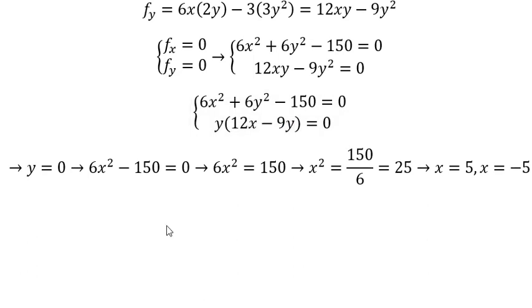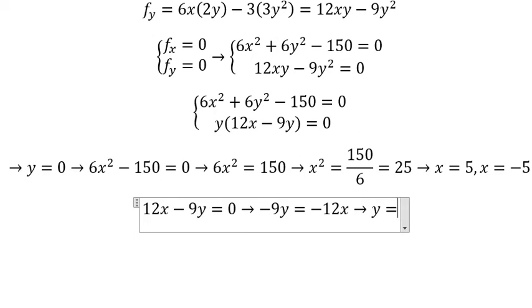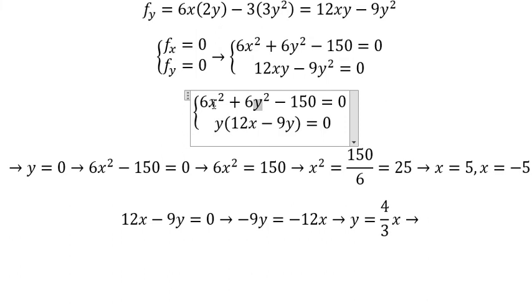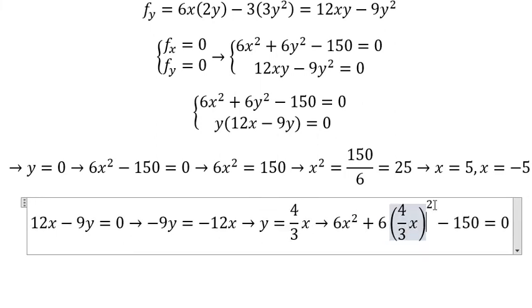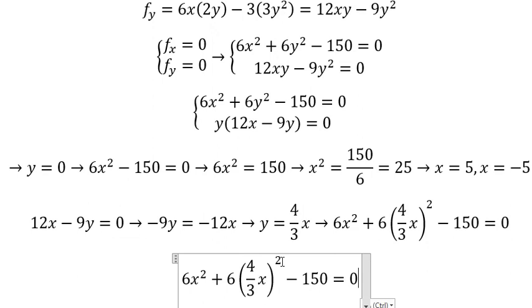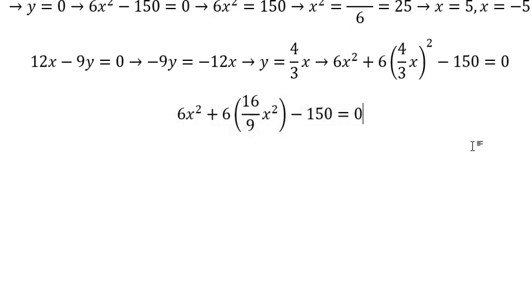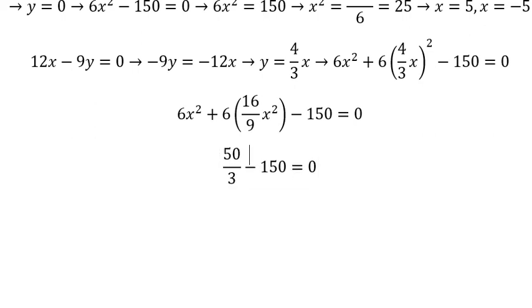And now we have this one equals to number 0. So I will move 12x to the right, and we have negative 9y equals to negative 12x. Then we divide both sides by negative number 9, and we have 4 over 3 x. Then we put this one in here to find the value of x. So this one we have 16 over 9 x squared. Now we sum the two terms together and you get 50 over 3 x squared.